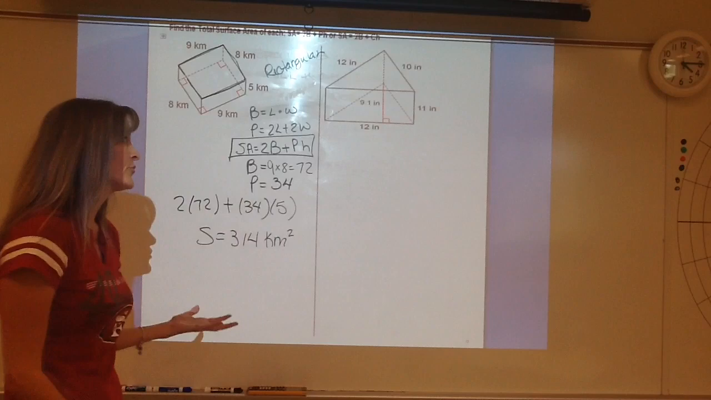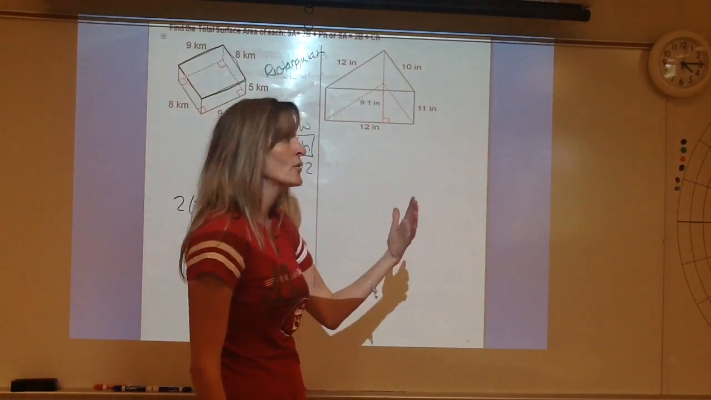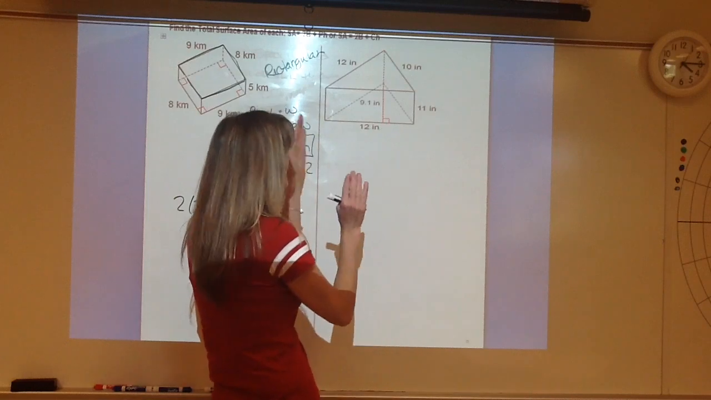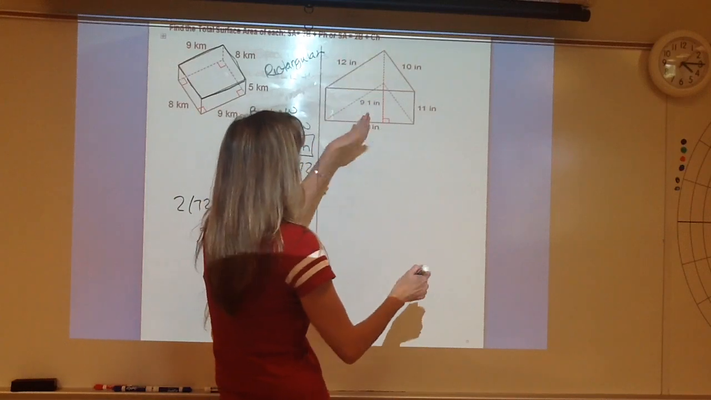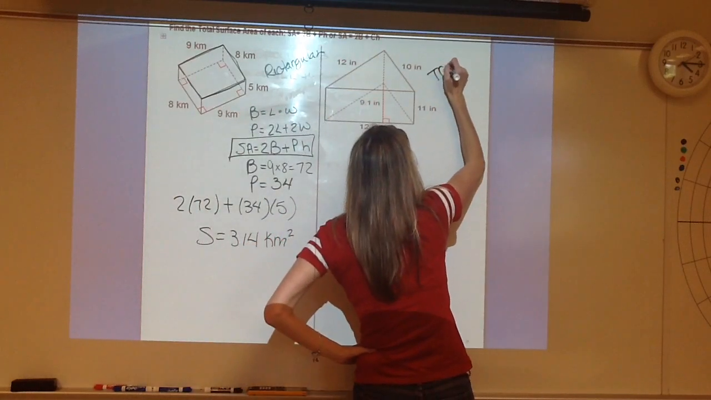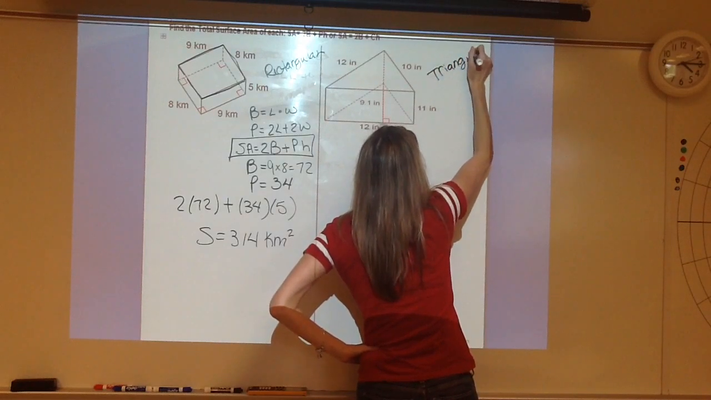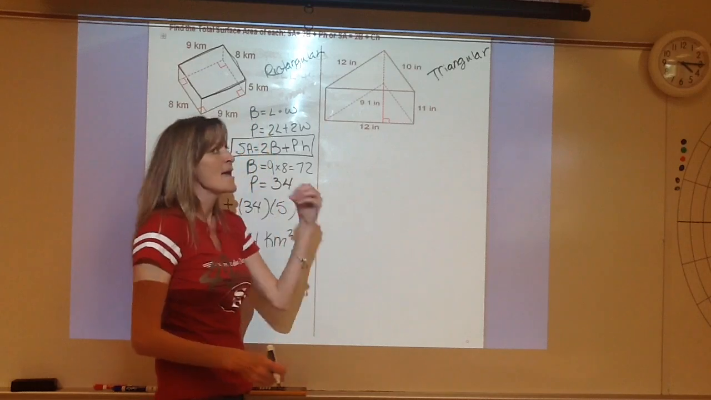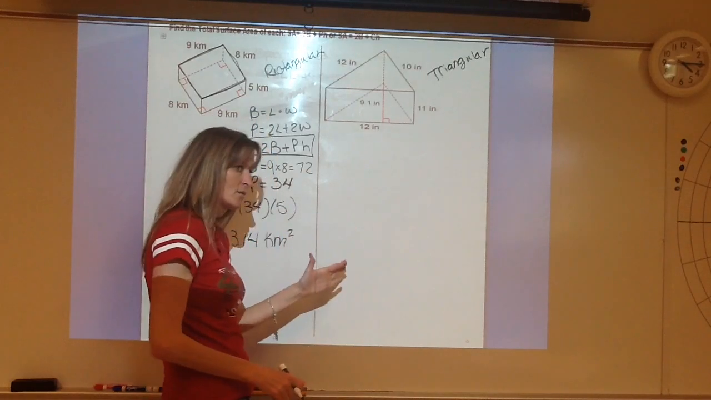Okay, let's try another. Let's name it so we know what our bases are. Remember, there are 2 congruent bases. Well, what 2 things are congruent? This triangle and this triangle. So this is a triangular prism. And so I need to be able to find the area of the triangle.